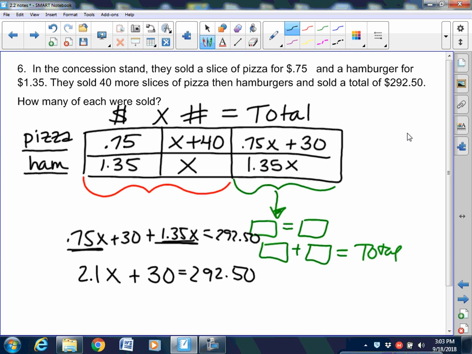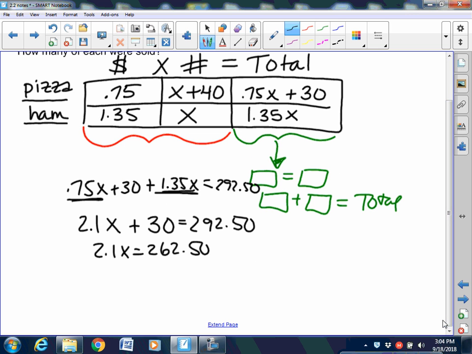Subtract 30 to get 2.1x equals 262.50. So you subtract 30 from 292.50. Divide both sides by 2.1 and get x equals 125.